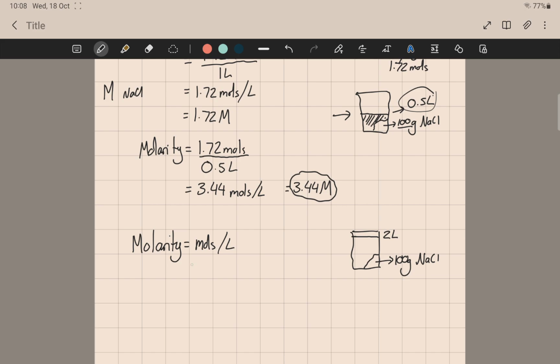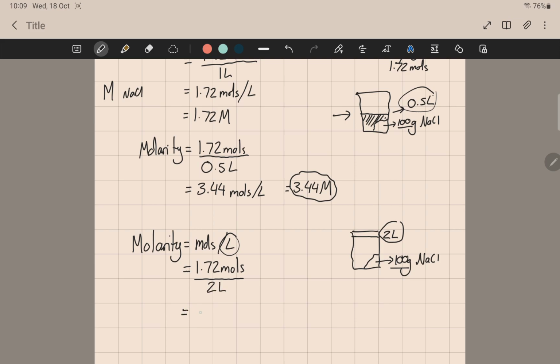All right, hopefully that went well. So let's write it out here. Our moles is the same as what we've been using, all right? We've still got 100 grams of sodium chloride. So we still have 1.72 moles of sodium chloride. And then our second term, the liter term, we've got over here is 2 liters. So we divide by 2 liters.